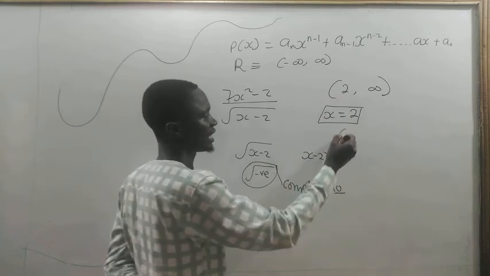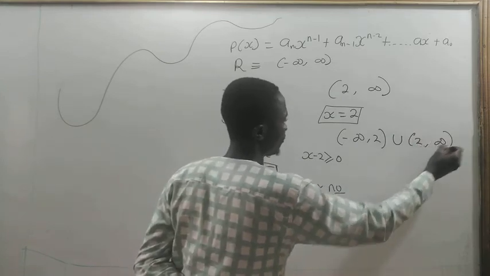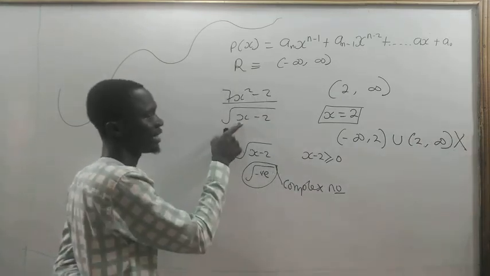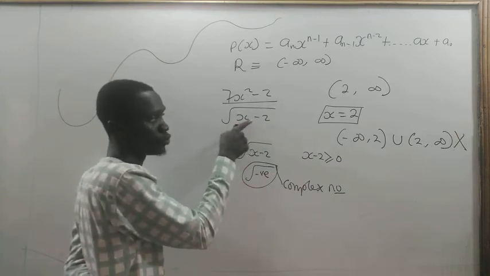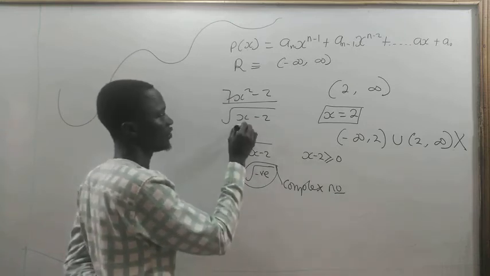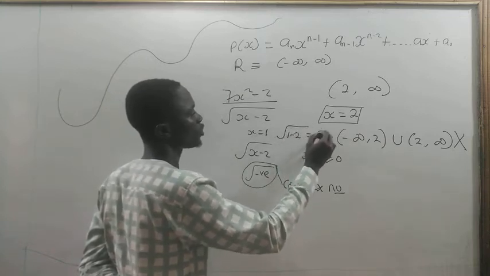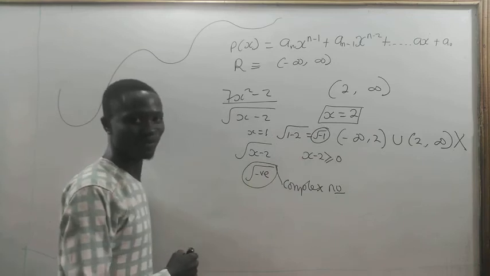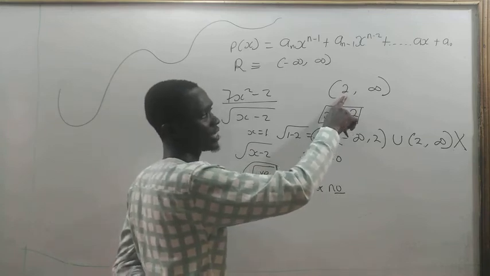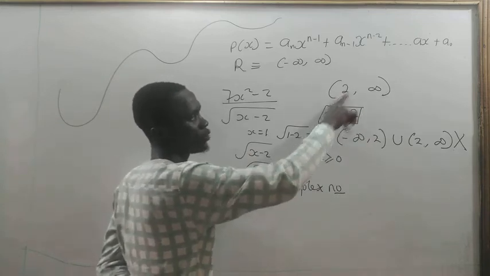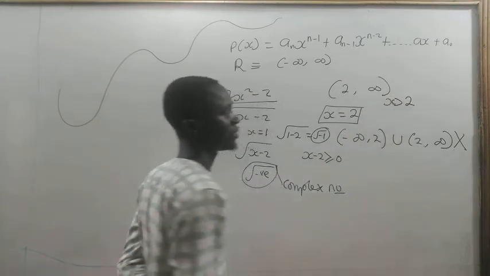So if I had written the interval to be negative infinity to 2, union 2 to infinity, that would be wrong. Because if I take values less than 2, let me take 1. If I take x equal to 1, I'm going to get the square root of 1 minus 2. That will give me the square root of negative 1, which is a complex number. So here the interval of continuity is all values greater than 2. This means that we are taking values greater than 2 up to infinity. So we say x greater than 2. That will be the domain.